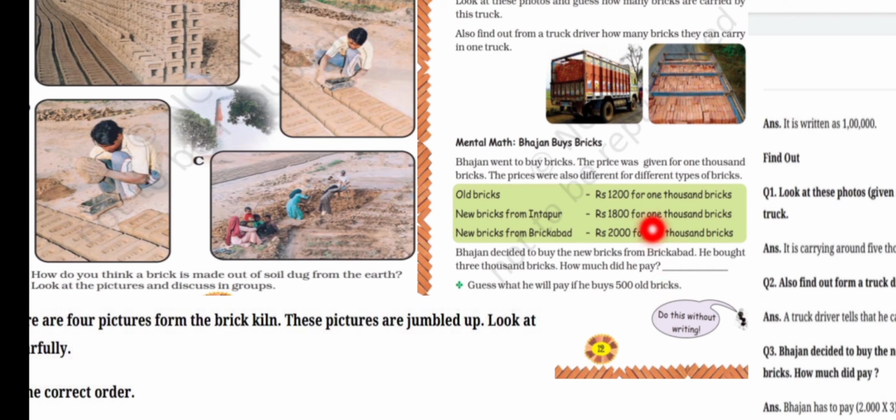Next, guess what he will pay if he buys 500 old bricks. What is the price of 1,000 old bricks? It is rupees 1200 for 1000, and 500 is half of 1000 bricks. So the price is also half. The answer will be half of 1200, and the price of 500 old bricks is rupees 600.